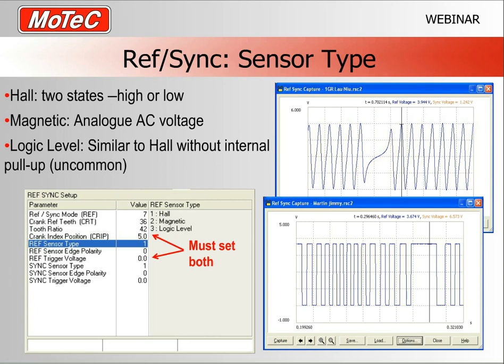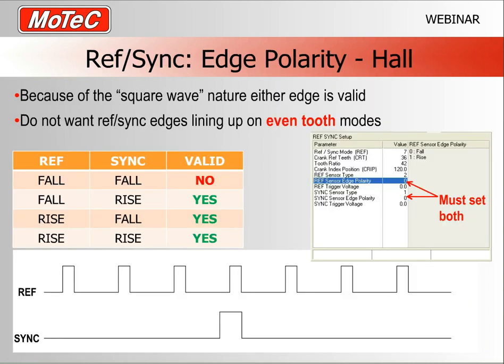Again, my previous webinar. The magnetic is an analog AC voltage. That's the diagram at the top on the right there. We also have an extra setting for logic level. This is basically a Hall type signal, but it's where the sensor doesn't need an internal pull-up in the ECU. These are quite uncommon these days, so it's quite rare that you'll actually see them, but I probably have to mention it since it's there on the screen.